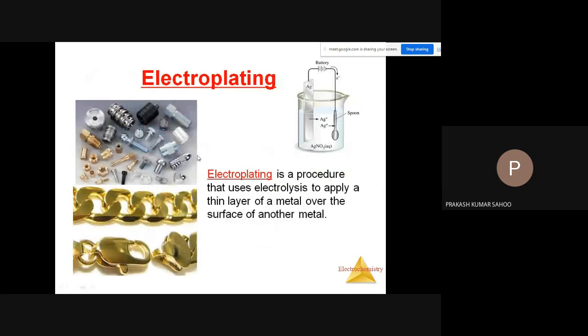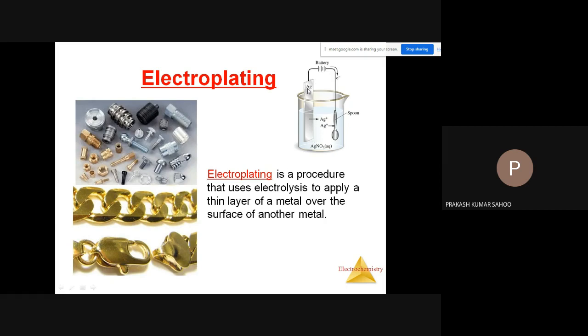This is the electroplating concept where different materials get plated, like these golden color, brass color, silver color. This is done through the process or mechanism of electroplating, where the metal whose color you wish to put on your material is your anode.